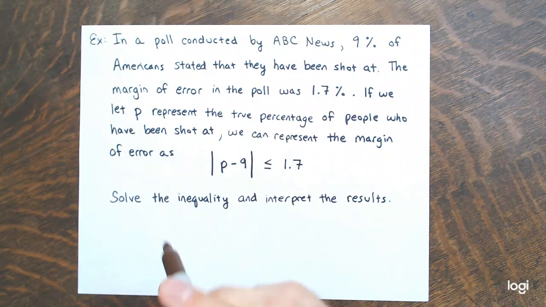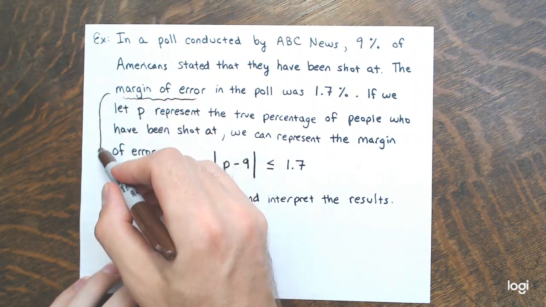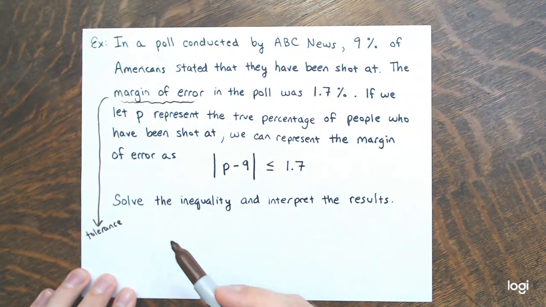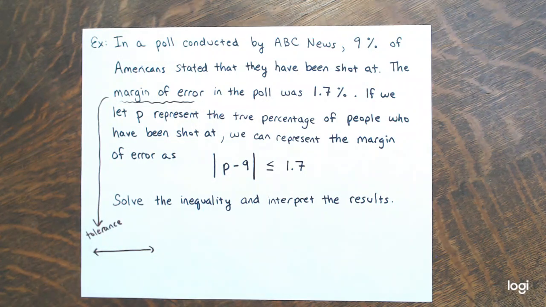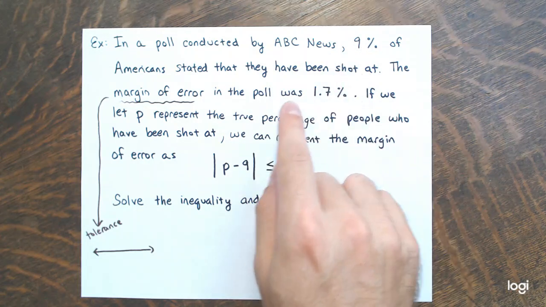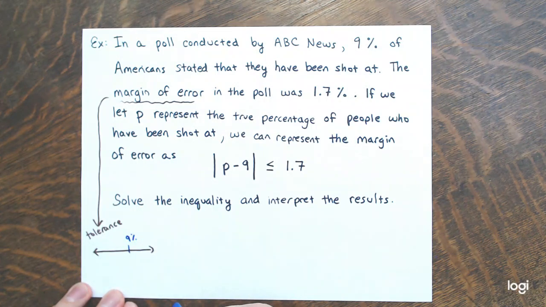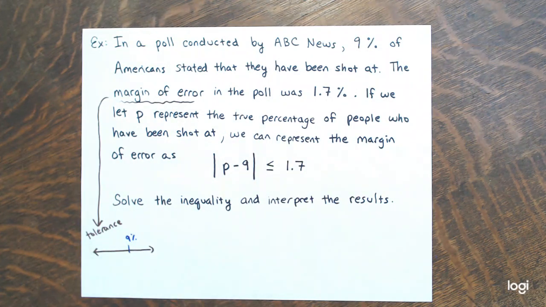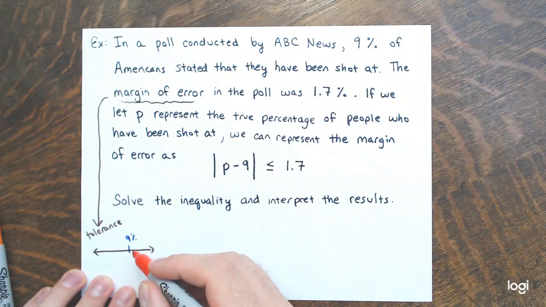Now, if you know what margin of error means, you can actually state the solutions really quickly. Margin of error is like a tolerance, like the 1/32 from the previous problem. It's a give-or-take number. So suppose here's a number line, and they're telling us that in the poll 9% of Americans stated they have been shot at. So let's say here's where 9% is. Let's put 9 here, because remember P represents percentages. Then the margin of error is the tolerance on this, the give or take. They're saying 9% say they've been shot at, and the margin of error was 1.7%.